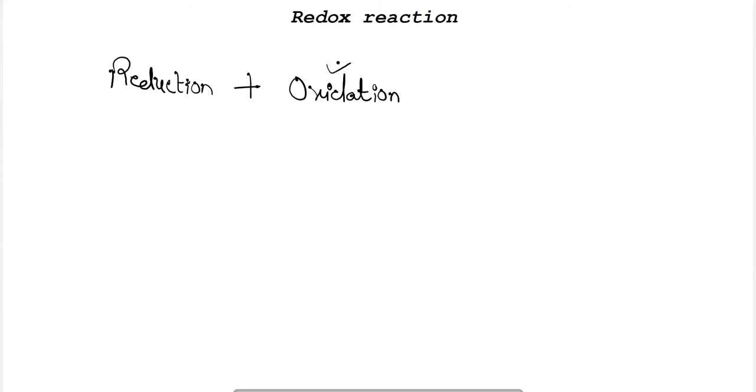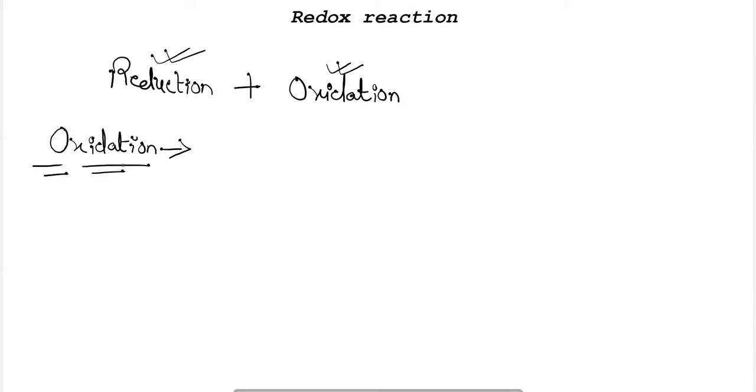If oxidation is occurring, then there will be reduction also in that particular reaction. So both are vice versa to each other. So what is oxidation reaction and what is reduction reaction? In the previous classes we have studied that oxidation is the addition of oxygen, while reduction is the removal of oxygen and addition of hydrogen. Or in other words, removal of hydrogen and addition of oxygen is oxidation, and removal of oxygen and addition of hydrogen is reduction.